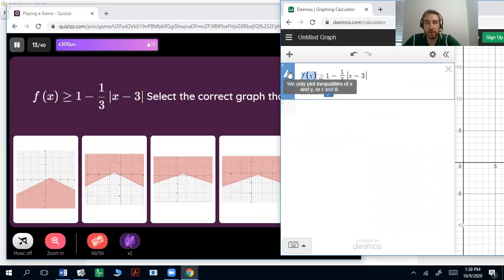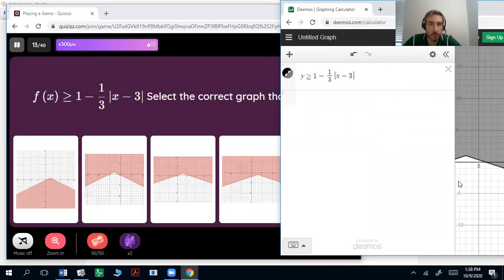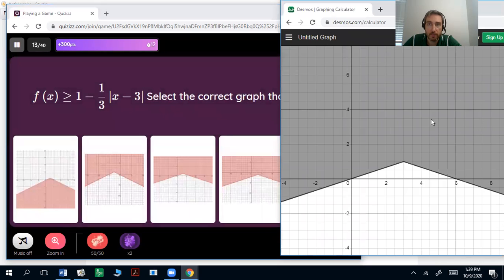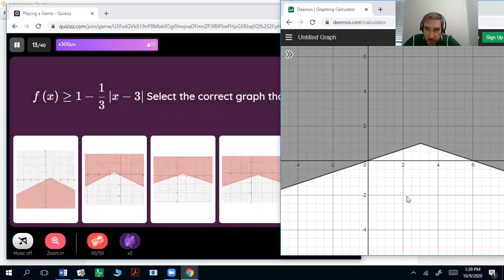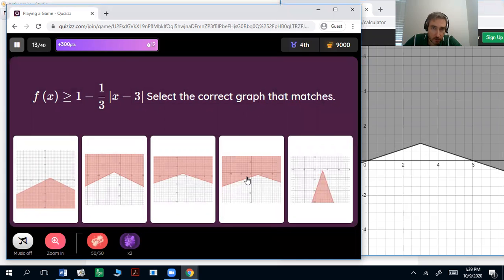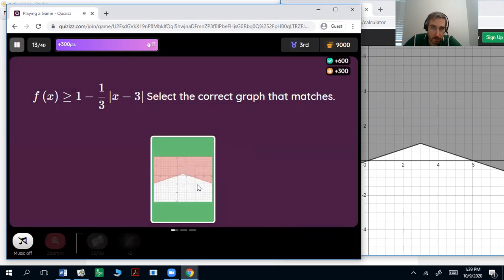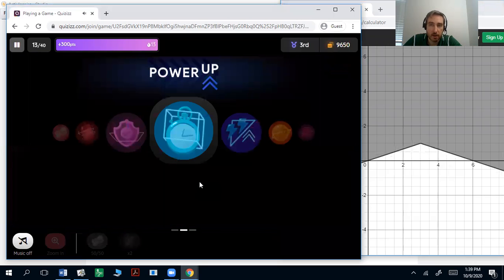Oh, we got to do y, and these ones I forgot. So change that to y. All right, so it's going to be a solid line here, shaded above there. That vertex is in the first quadrant. So it looks like it's going to be one of these two. I think it's this one. It's kind of hard to see.